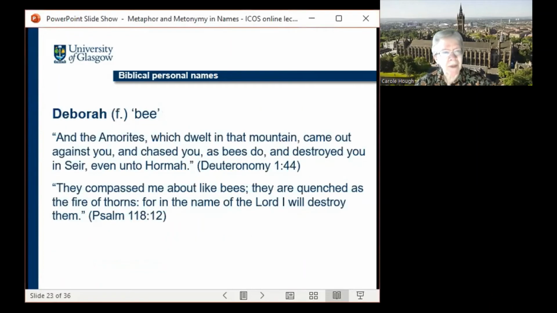What about Deborah, bee? Associations with honey, sweetness, come to mind. But again, they tend to feature in the Bible as hostile enemies, highlighting their dangerous qualities. "The Amorites which dwelt in that mountain came out against you and chased you as bees do." "They compass me about like bees. They are quenched as the fire of thorns." Not very positive associations, one might think.